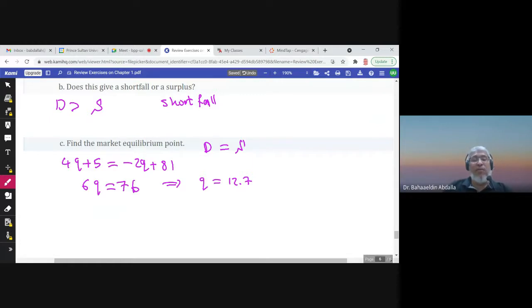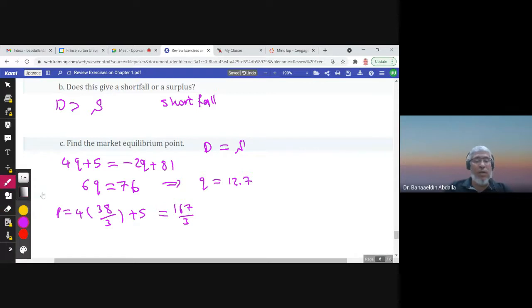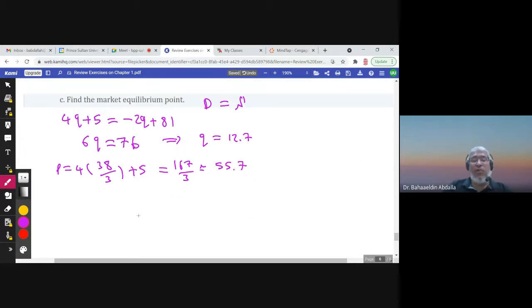Now to find the equilibrium price, we can use, for example, this equation. So 4 times, well, it is exactly 38 over 3, that's exactly the quantity, plus 5. So I multiply and add 5. The answer is 167 over 3, or if you want, approximately 55.7. So that's the equilibrium point, 12.7 and $55.7. This is the price.